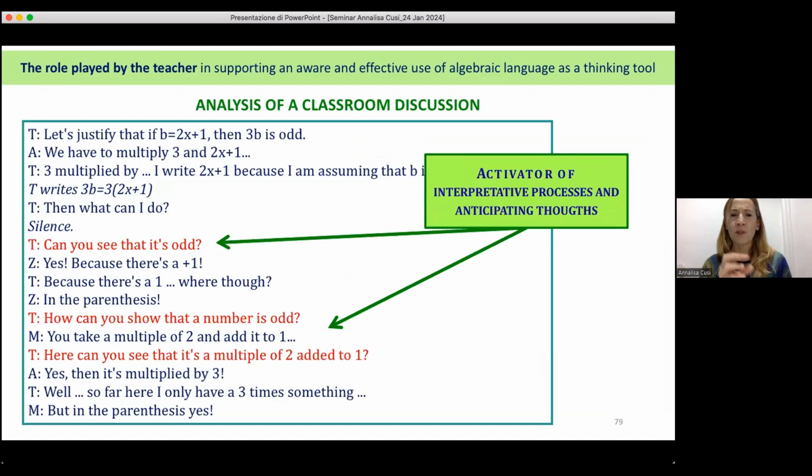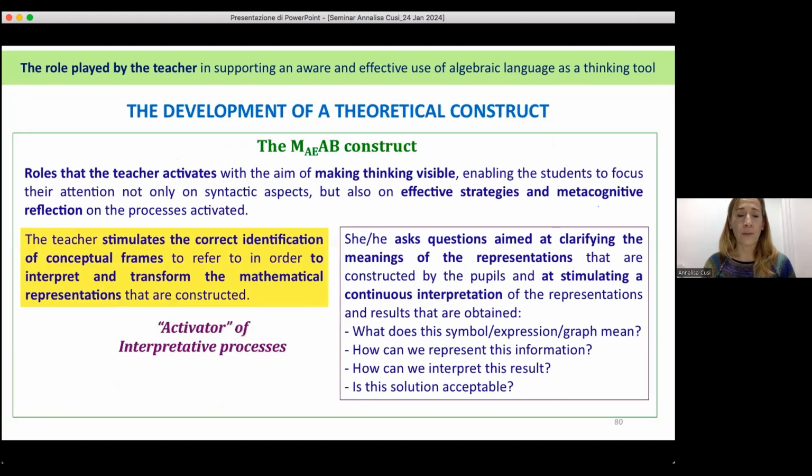Then she focuses on the expression. Can you see that it's odd? How can you show that a number is odd? A lot of questions like this. And in this case, she plays the role of activator of interpretative processes and anticipating thoughts. These are two different roles.